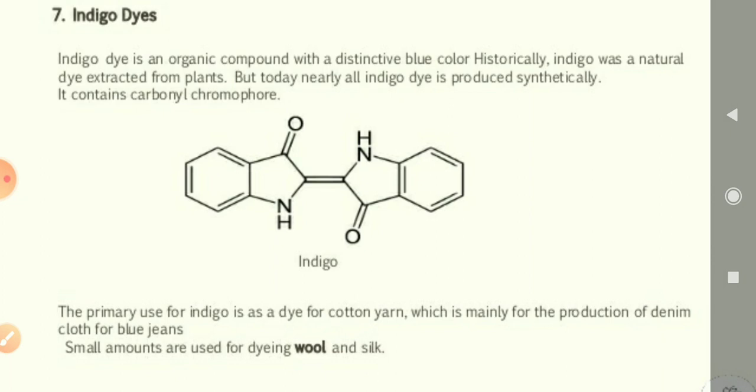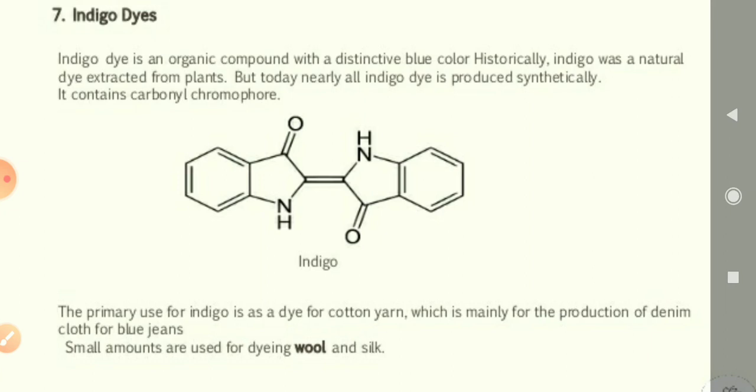The next is the indigo dye. Indigo dye is an aromatic compound with a distinctive blue color, and the indigo was a natural dye extracted from plants, but today nearly all the indigo dyes are produced synthetically. This is the structure of indigo dye.